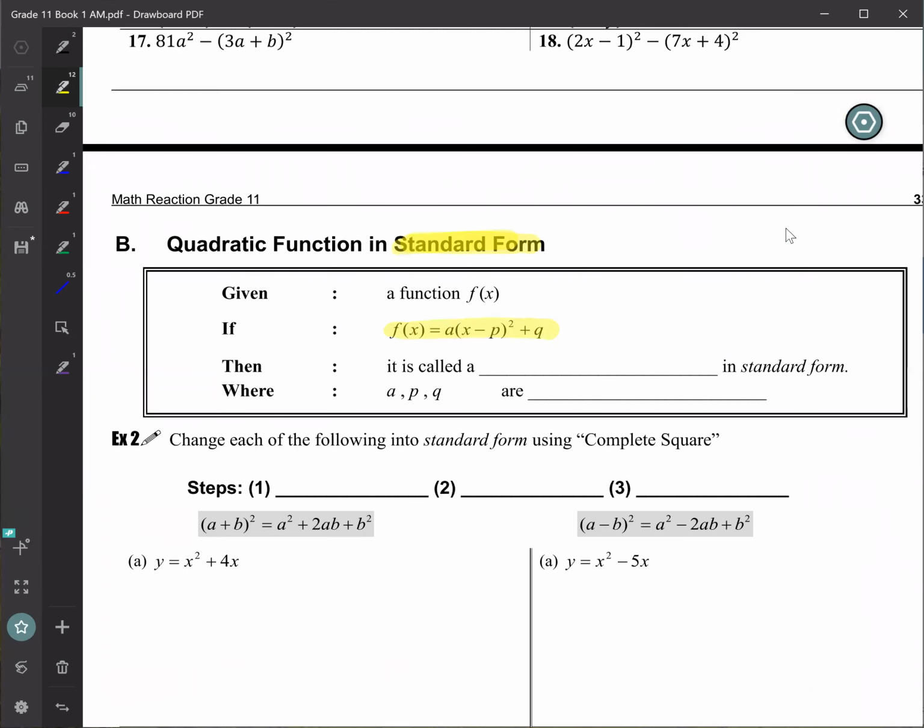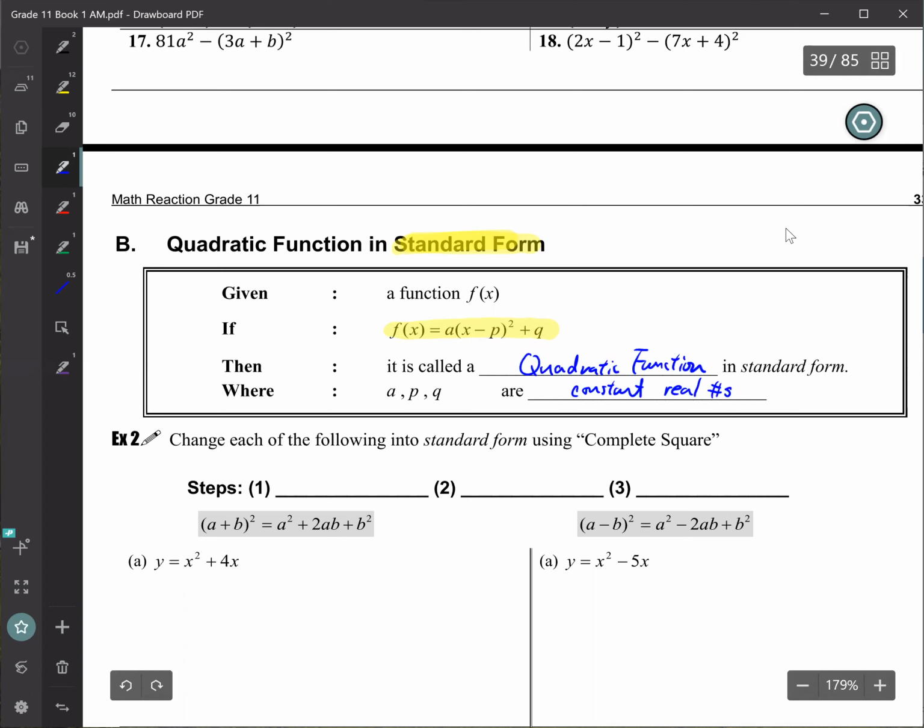Okay, y equals a, bracket x minus p bracket squared, plus q, right? So it looks like that. So instead of a, b, c, we have a, p, and q, okay? So when it's written like that, it is called a quadratic function in standard form. Please write that down. And then the a, p, q, just like the a, b, c, they are constants, okay? Constant real numbers. So they can also be decimals or fractions.